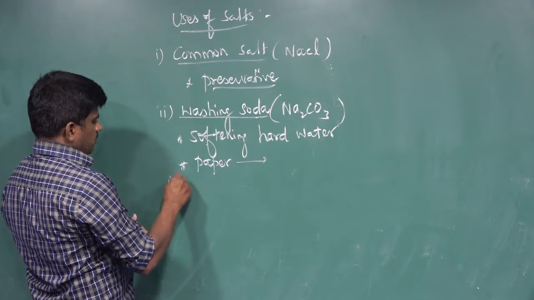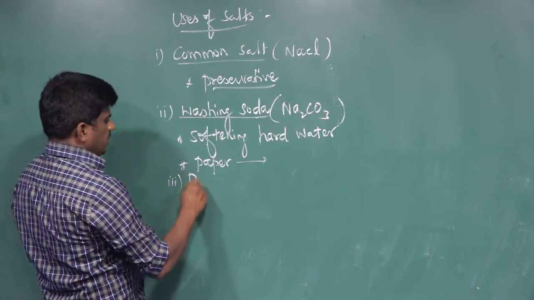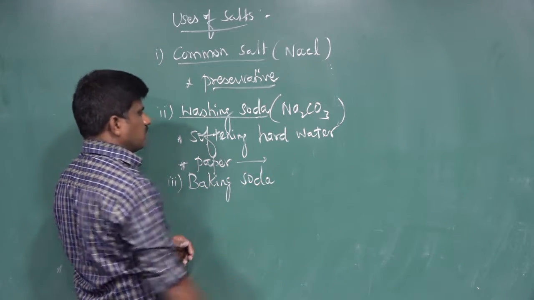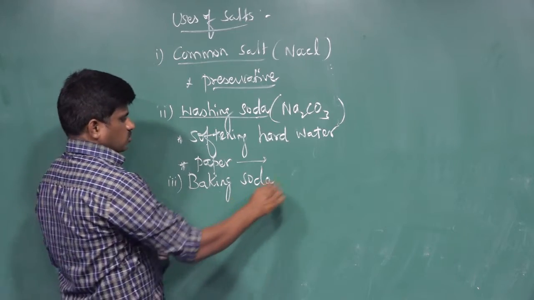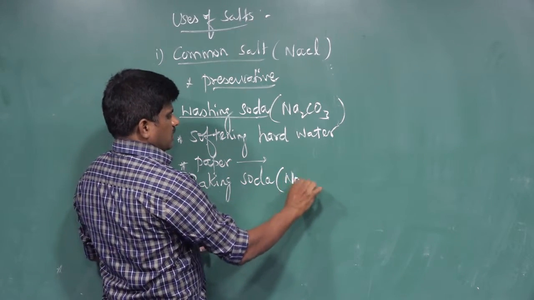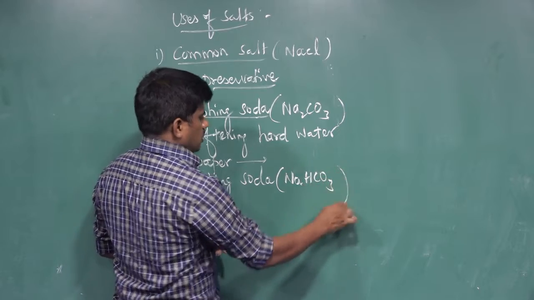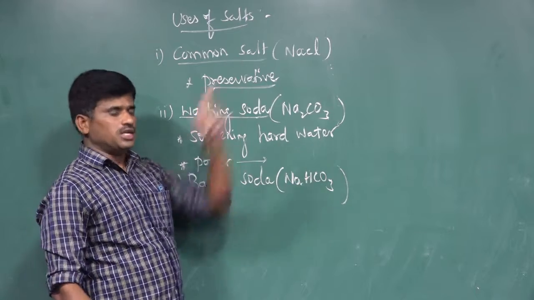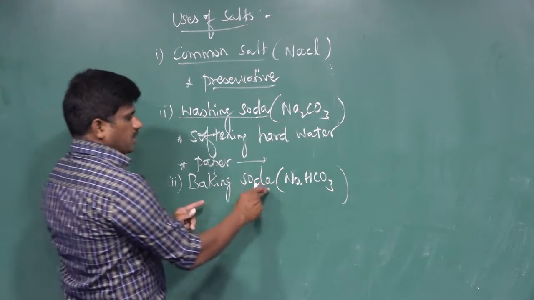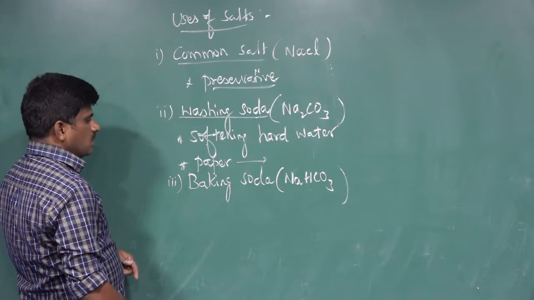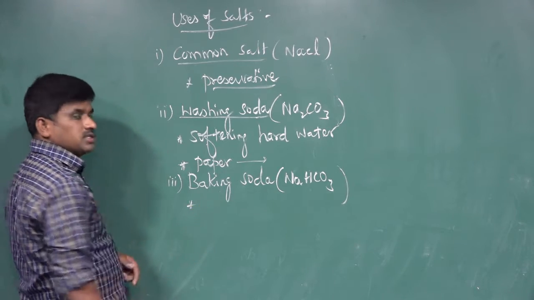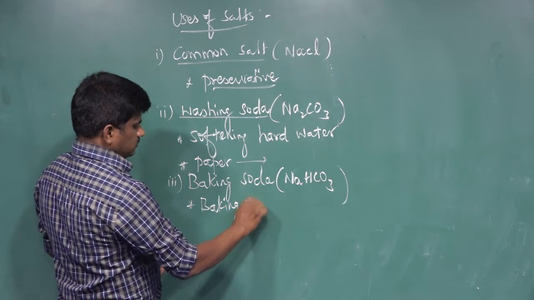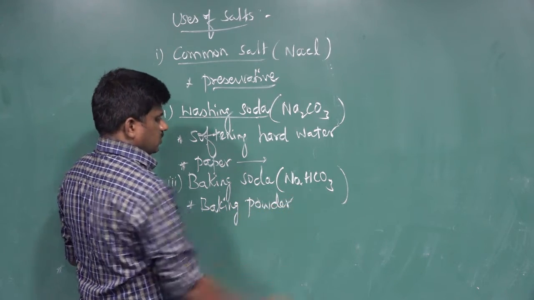Next, the third important salt is baking soda. This is a common name. The chemical name of baking soda is sodium bicarbonate. The formula is NaHCO3. This should be noted. Baking soda is used for the manufacture of baking powder.